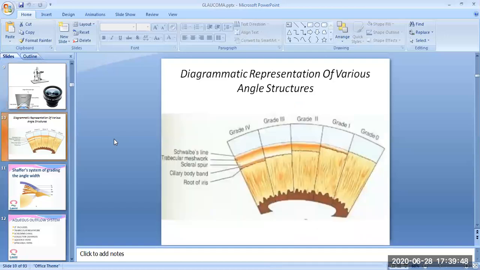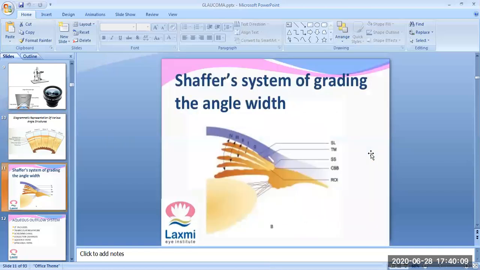Then there is a diagrammatic representation of the various angle structures. Here you can see grade 4, grade 3, grade 2, grade 1, grade 0. In grade 4, you'll be able to see these structures. In grade 3, fewer structures will be visible, and at grade 0, no structure will be visible. As another Schaeffer system grading of angle width, images are shown here: grade 0, 1, 2, 3, 4. In grade 4, maximum structures will be visible, and in grade 0, no structure will be visible.